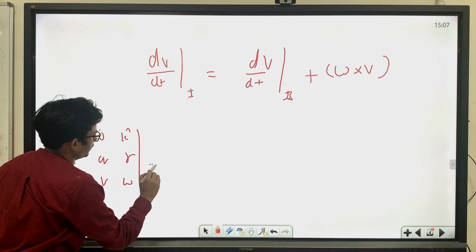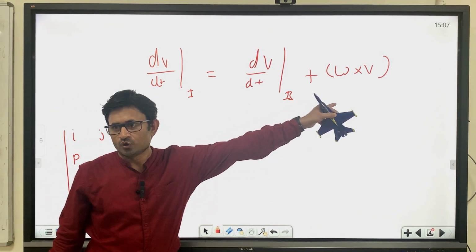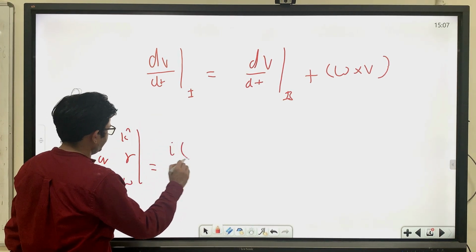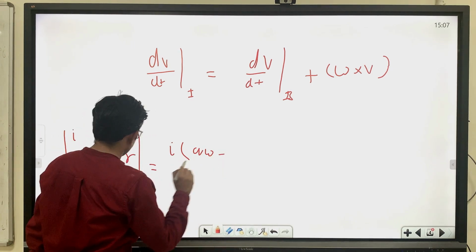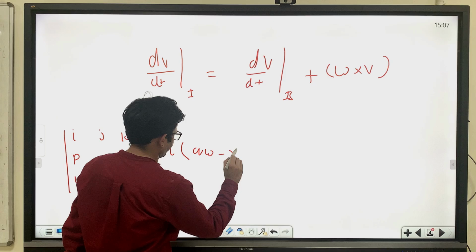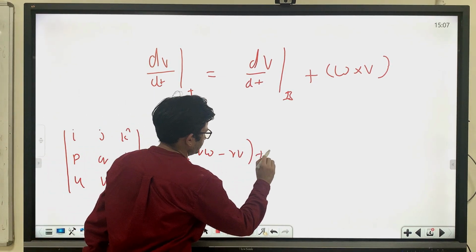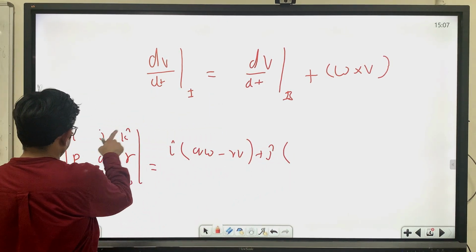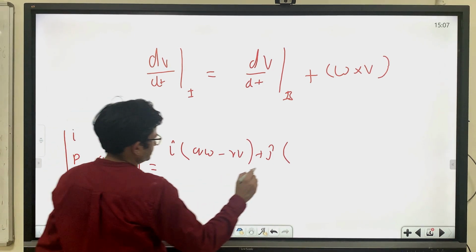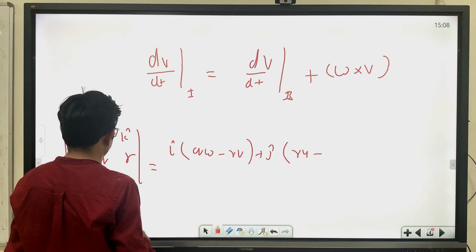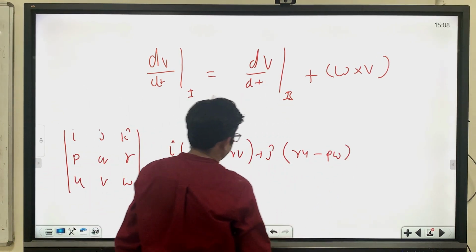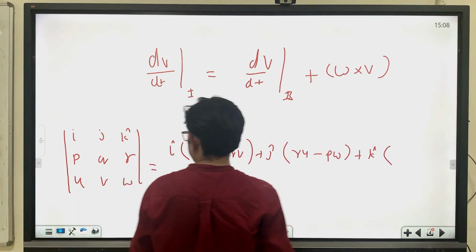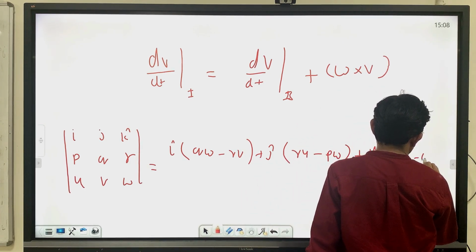Are you familiar with how to find omega cross a in math? Omega cross a means determinant of this. So what can you write? i (q w minus v r), and plus j cap, you can write (r u minus p w), and then k cap you can write (p v minus u q).